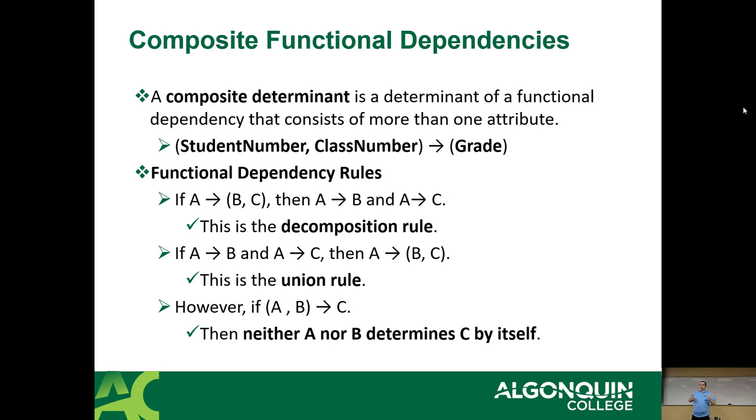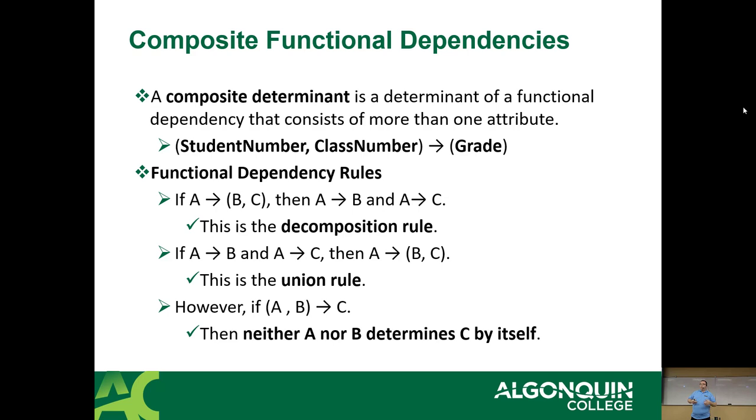However, if A and B determines C, that means that neither A nor B determines C by itself. So going back to that first line at the top, which is the last rule at the bottom, a student number by itself does not determine a grade. A class number by itself does not determine the grade. Student plus class allows you to determine the grade. That combination of the two allows you to set a grade.